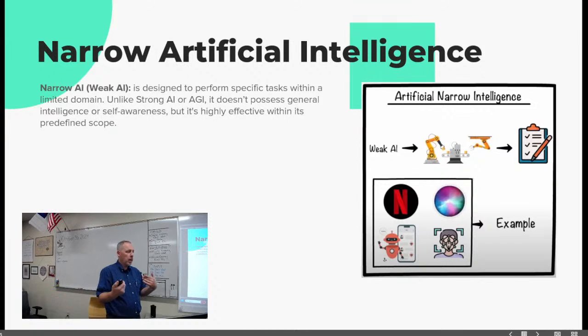All right, so let's say this room is the domain, and my task at this point is to present information on AI. And let's say my programming prohibits me from going out that door and teaching a course on AI. That's just in my domain. That's the same thing as when we talk about Netflix, when we talk about Siri, and those kind of things. Unlike strong AI, which is coming up next, it does not possess general intelligence. It's got to go out and look for what it needs, and it does not have self-awareness.